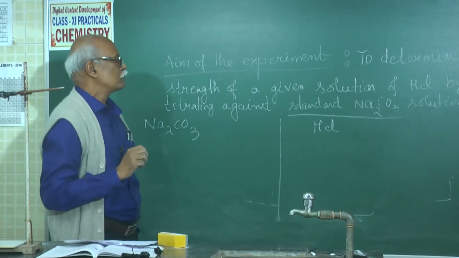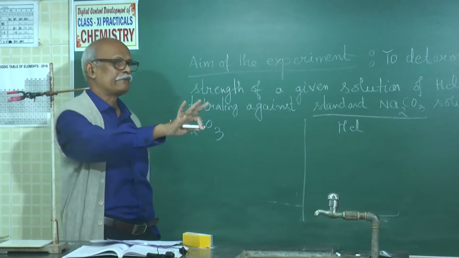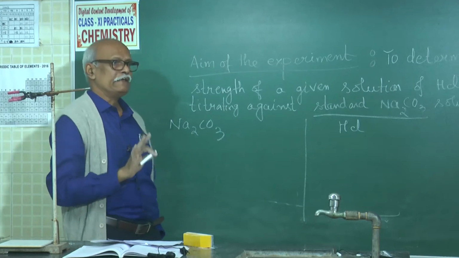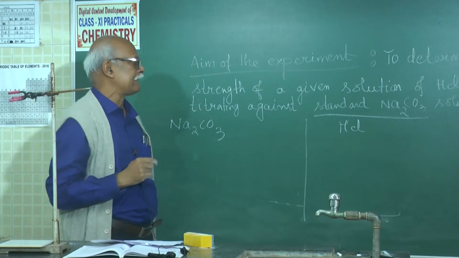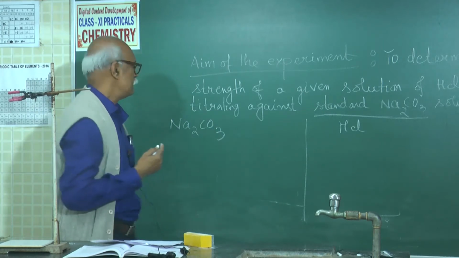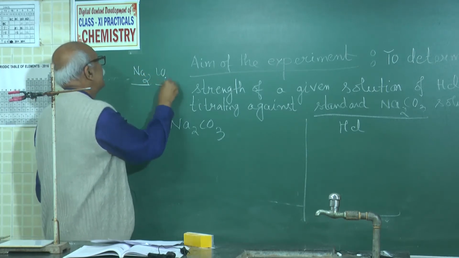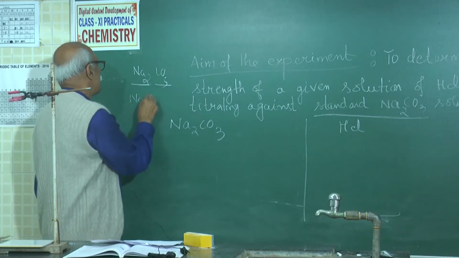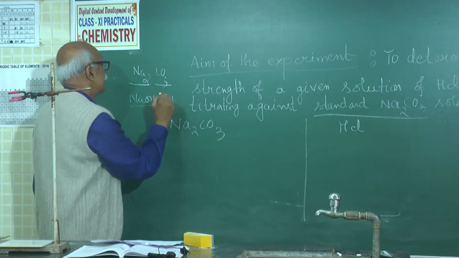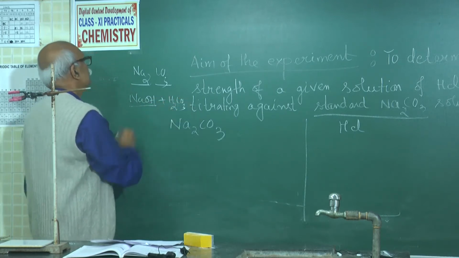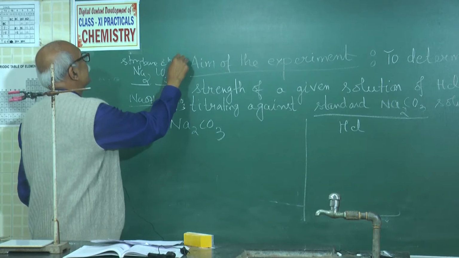Sodium carbonate is equivalent to sodium hydroxide. Suppose sodium hydroxide is not available in the laboratory, you can very well take sodium carbonate. For titration purposes, in the place of sodium hydroxide, you can use sodium carbonate, because sodium carbonate is a salt of strong base and weak acid. The strong base is sodium hydroxide and the weak acid is carbonic acid. So this is a salt of strong base and weak acid.